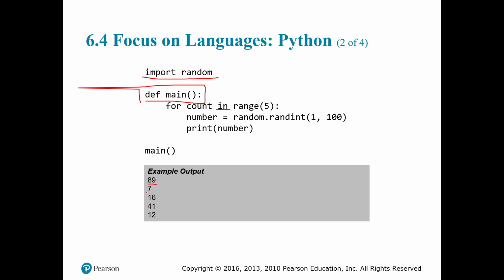And this is the output, 89, 7, 16, 41, 12. But if I were to run the same function right now, I would get different numbers, probably. It's highly likely that I would get random numbers other than 89, 7, 16, 41, and 12.